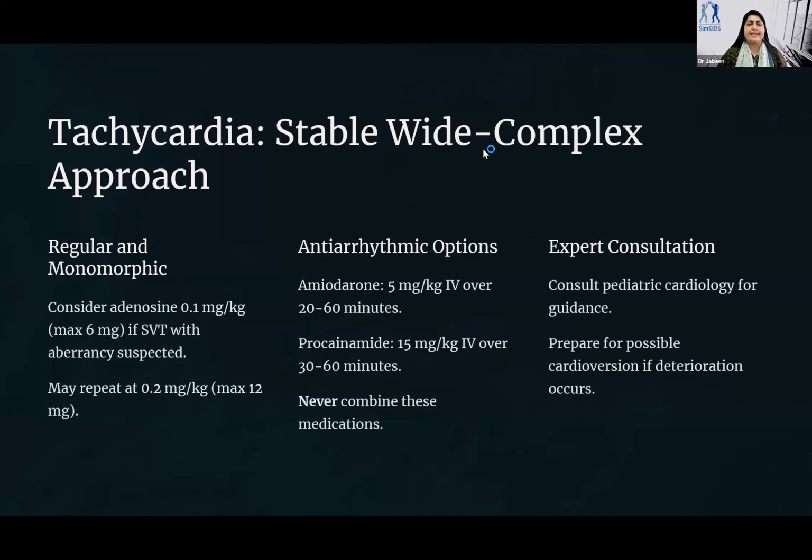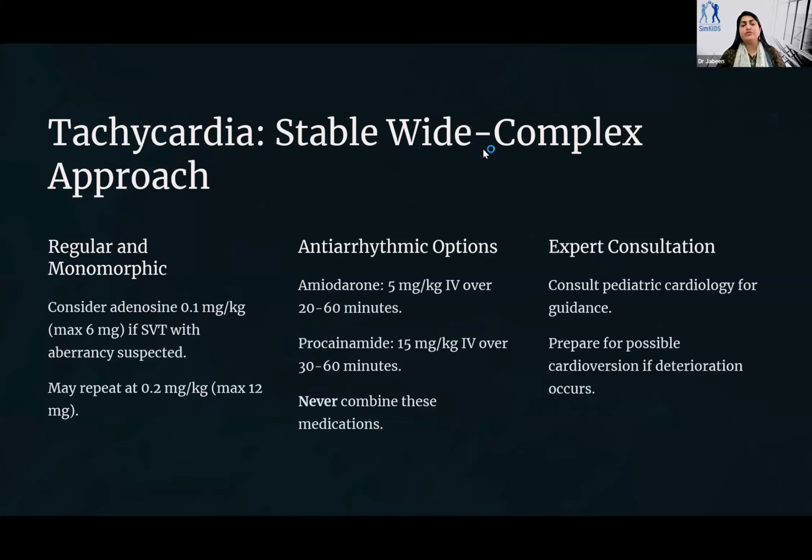Yeah. So as I said, adenosine is the approach for a stable wide complex tachycardia. You will give adenosine, first dose 0.1 milligram per kg, maximum 6 milligram. Second dose is 0.2 milligram per kg, maximum 12 milligram.